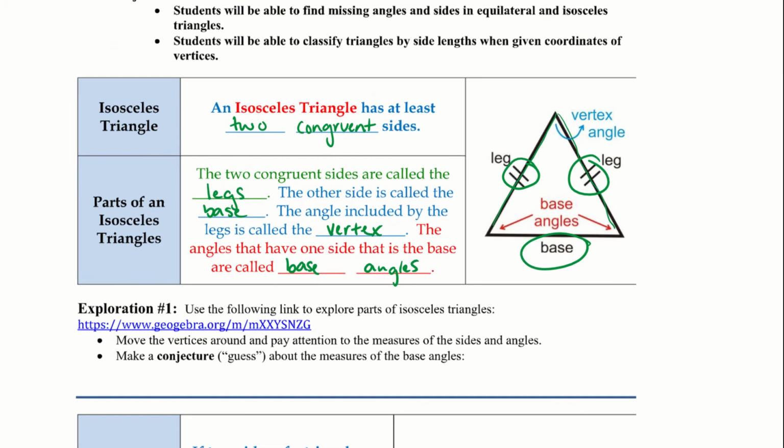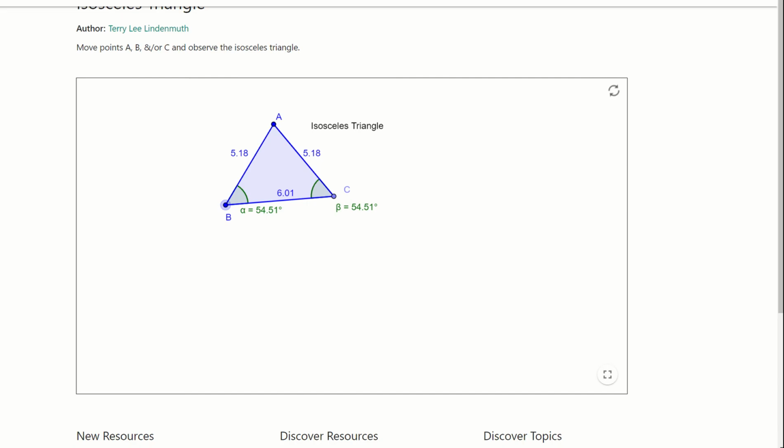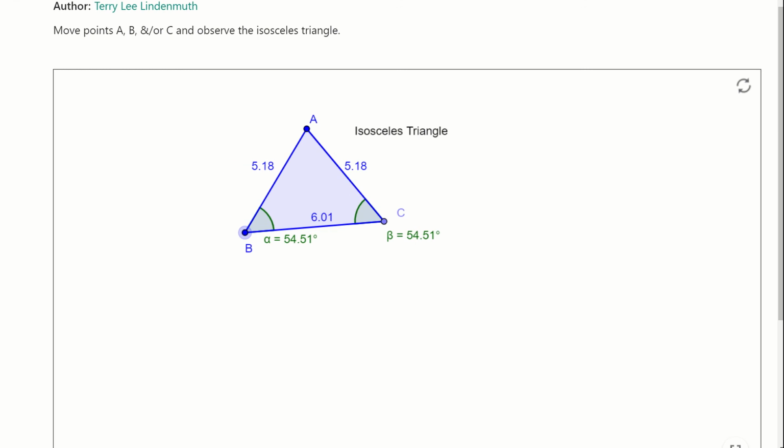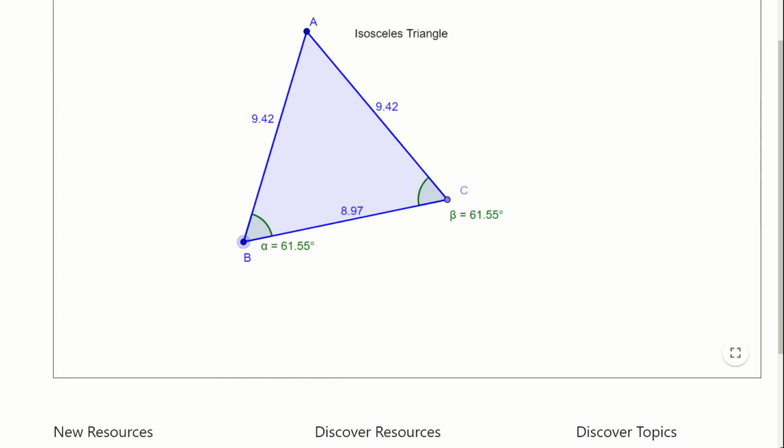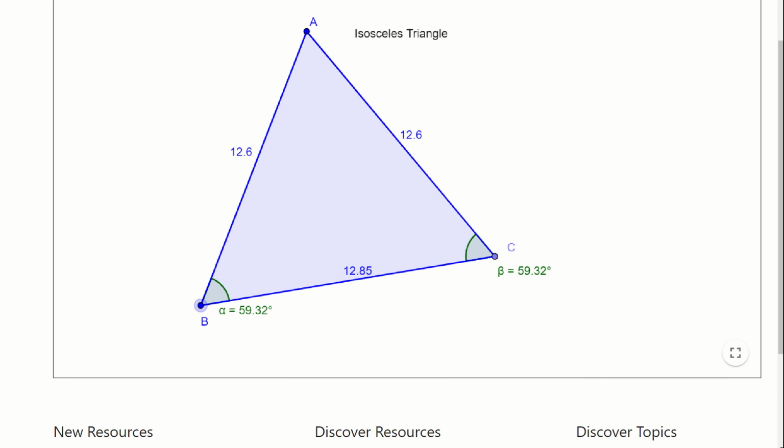Alright, so we're going to do the first exploration. I have it pulled up. What we need to do is move the vertex around. We need to pay attention to what happens to the lengths of the sides, what happens to the angles, and all that kind of stuff. Right now we're at 5.8, 5.8, 6.01, and the two base angles 54.51, 54.51. Alright, so I'm going to move this angle. Oh, that got a lot bigger quicker. Now we have 12.6, 12.6, 59.32, 59.32, and the bottom is 12.85.